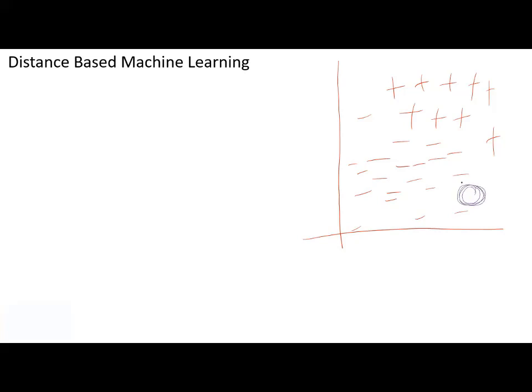For this, I am going to use distance-based machine learning. How do I use it? I consider the nearest neighbors. See, this is a nearest neighbor, this is again a nearest neighbor, and this is a nearest neighbor. Now, you take 5 or 6 or 7 or 8, for example, k instances. You take k instances.